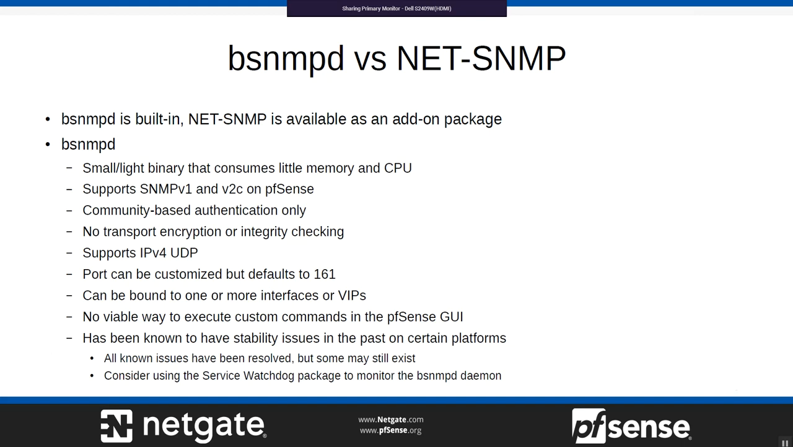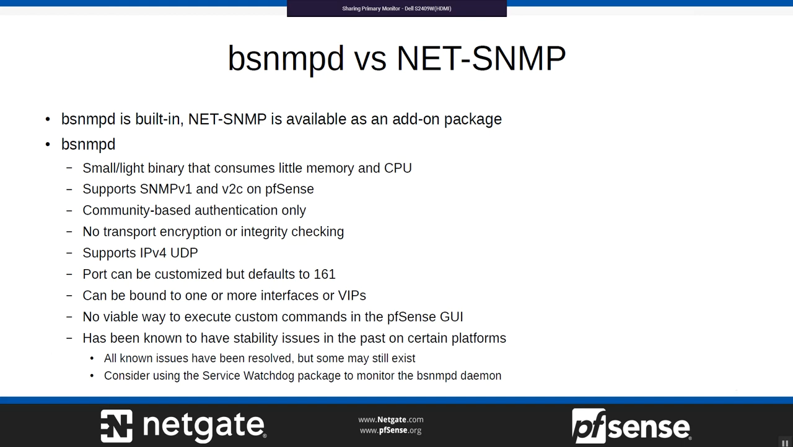Downside though, it only supports SNMP v1 and v2c on pfSense. The daemon itself is supposed to be capable of v3, but we haven't got that going in our GUI. And I'm not sure if we have any ETA on that or if we're just going to go with Net-SNMP in the future. Because it only does v1 and v2c, it only handles community-based authentication. There is no user authentication. It doesn't do any kind of transport encryption or integrity checking.